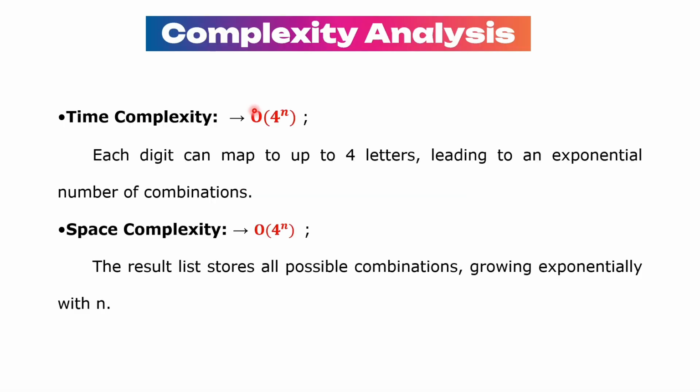Now let's quickly move on to the complexity analysis of our code. The time complexity of our solution is O(4^n) because each digit maps to up to 4 letters, leading to an exponential number of combinations. The space complexity is also O(4^n) since our result list stores all possible combinations, growing exponentially with n. Since n is at most 4, this approach remains efficient, but for larger inputs, the exponential growth becomes significant.